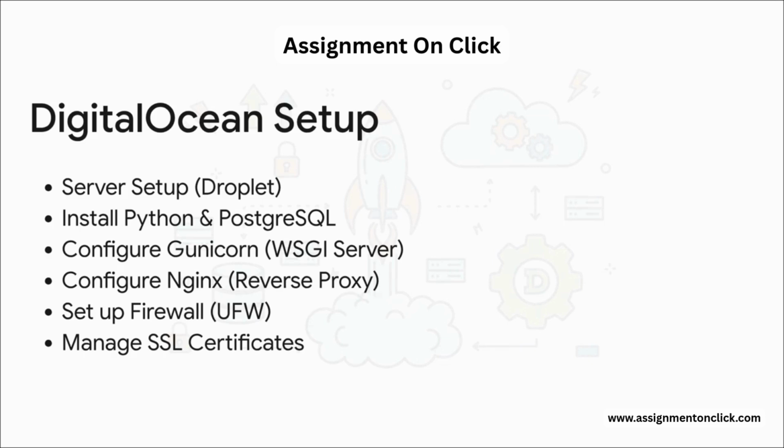You've got to install Python, you've got to set up your Postgres database, then you configure 2 really key pieces of software. Gunicorn, which acts as a server for your Python code, and Nginx, which is the public-facing web server that handles all the traffic. On top of that, you're setting up your own firewall for security and managing SSL certificates for that little padlock icon in the browser. It's definitely more work, but hey, the house is set up exactly how you want it.